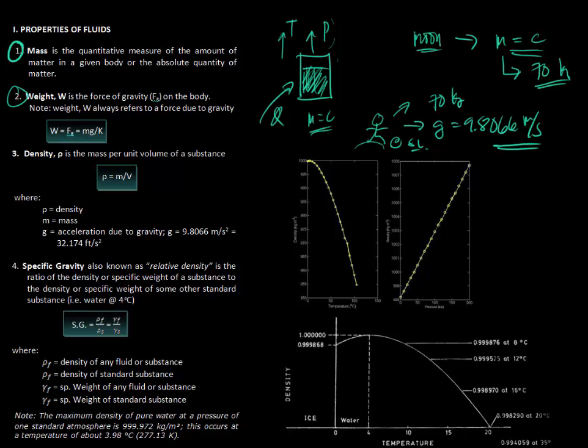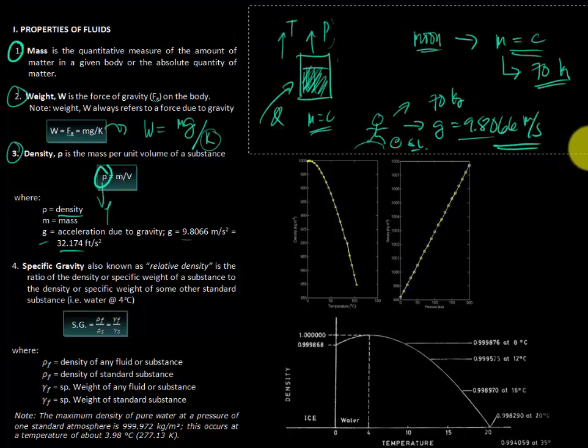And then property number 2 is the weight. That is the force of gravity on the body. We normally abbreviate it as W or Fg, wherein based on the second law of Newton, we have weight equals mass times gravitational acceleration, and K is basically the proportionality constant. The g value at sea level again is 9.8066 meters per second squared. And then the third property is the density. Basically, density is the mass over the volume of a substance. The value again of g at sea level is 9.8066, and 32.174 feet per second squared for the English system.